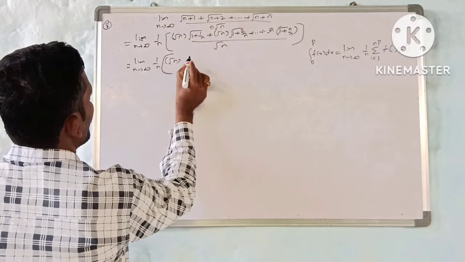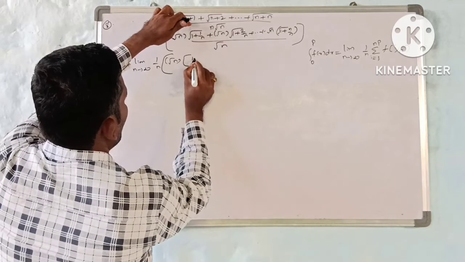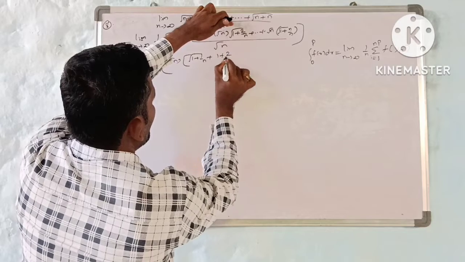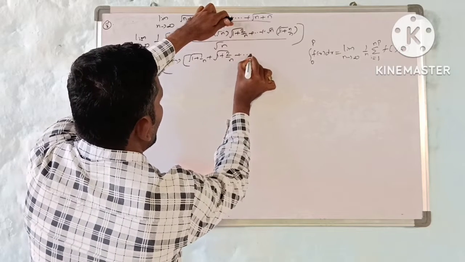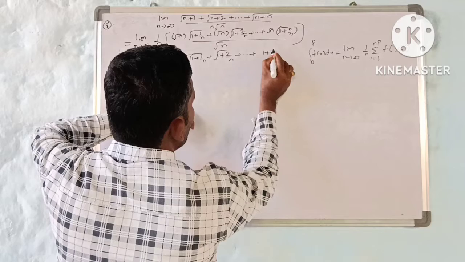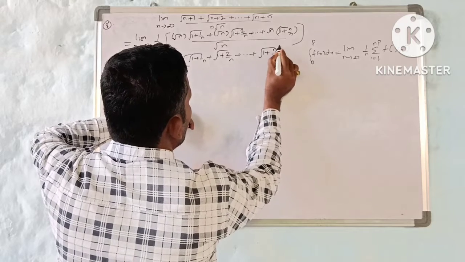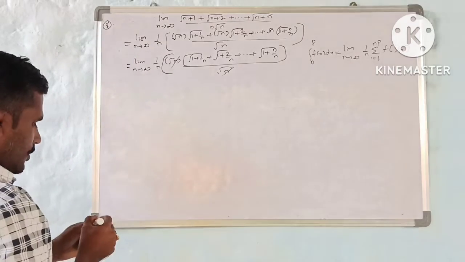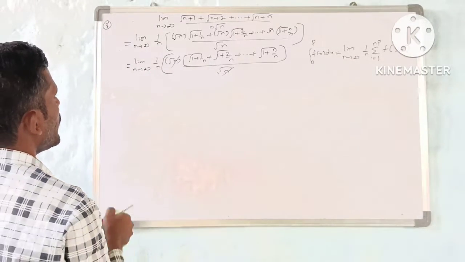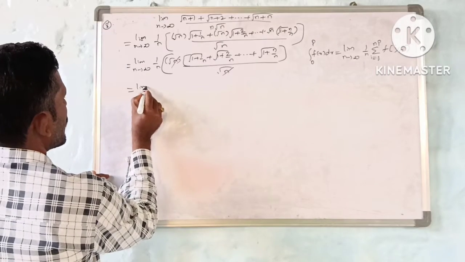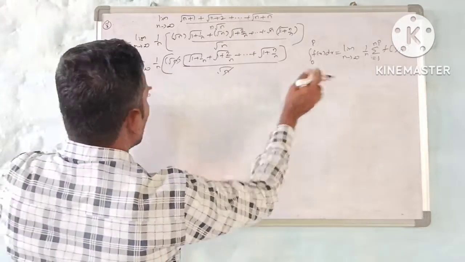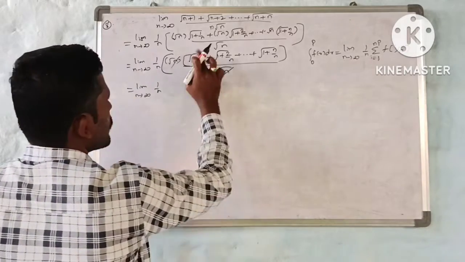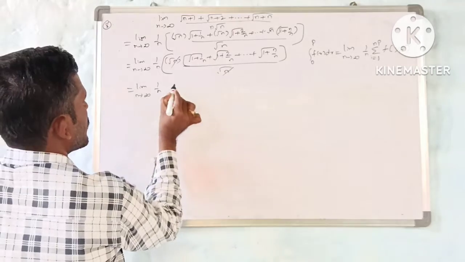So when taking root n common, what will we get in the numerator? Root of (1 + 1/n), plus root of (1 + 2/n), and so on, plus root of (1 + n/n), whole divided by root n. Root n cancels with root n. The remaining is limit n tends to infinity of 1/n, and this we have to write in summation form.